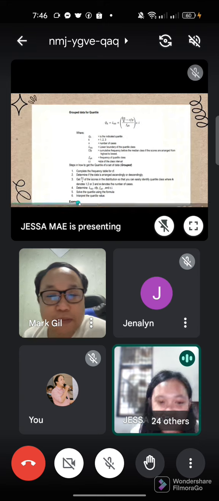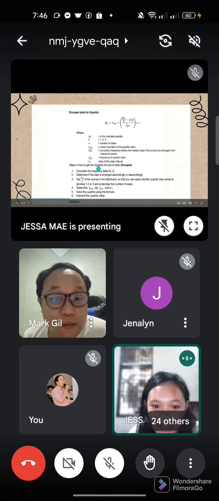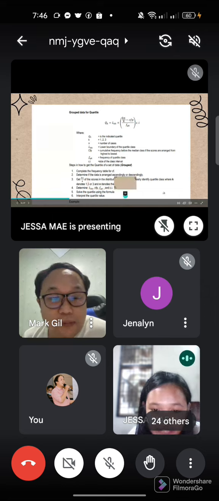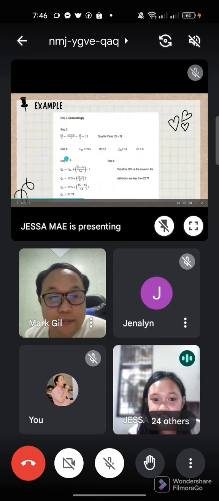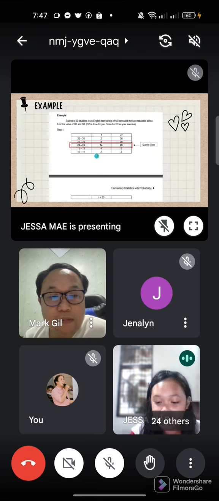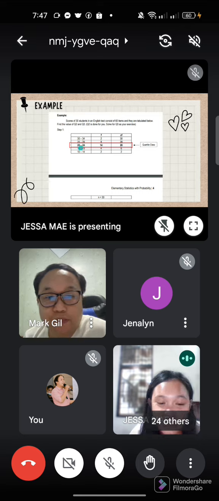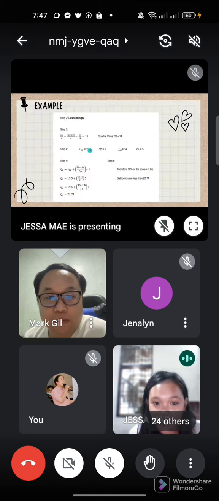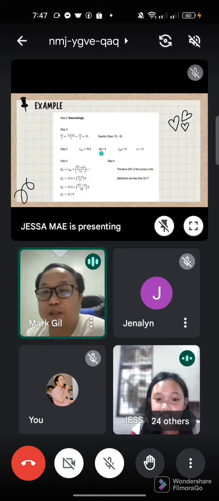So, step 4 is determine the lower boundary, the cumulative frequency, and the frequency of the quartile class. The lower boundary is 19.5. It became 19.5 because our quartile class is 20 to 24, so we subtract 0.5, which equals 19.5, the lower boundary. Why do we subtract 0.5?